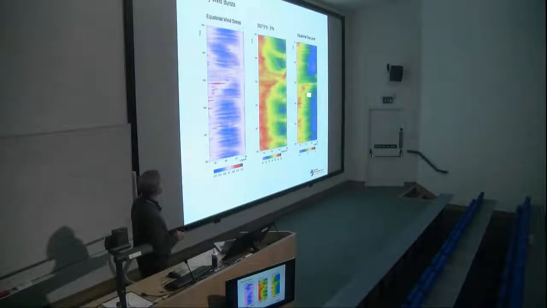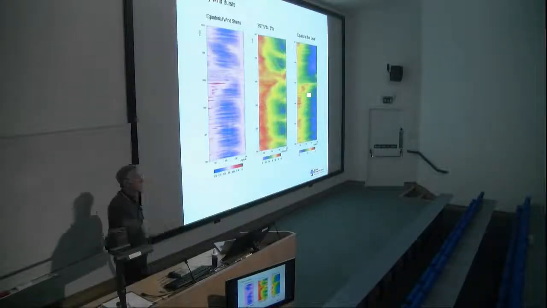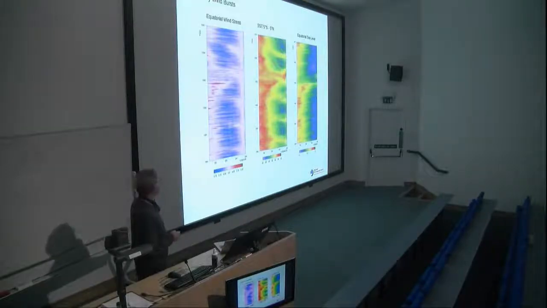You look at equatorial sea level, you can see the Kelvin waves going through. These are these regions of high sea levels going through. But there seems to be absolutely no correlation between these westerly wind bursts and the movement of the warm water in the Central Pacific.